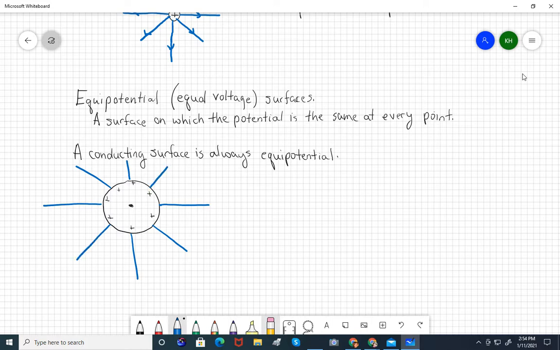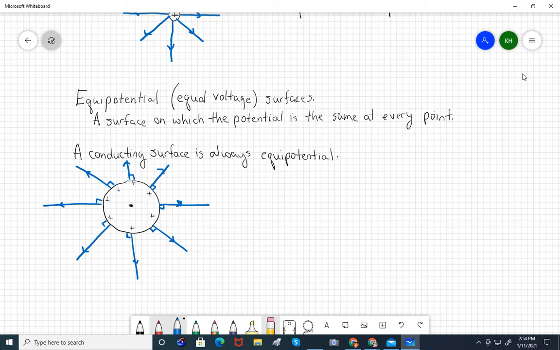Notice these electric field lines are all perpendicular to the conducting surface, and that is always true. Electric field lines are always perpendicular to a conductor, because there can't be any component parallel or tangent to that surface. If there was, those charges would move until the net force was 0. But just outside of the conductor, we can have an electric field. So that's what the electric field looks like.